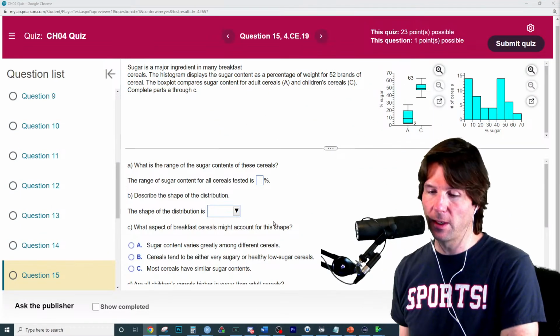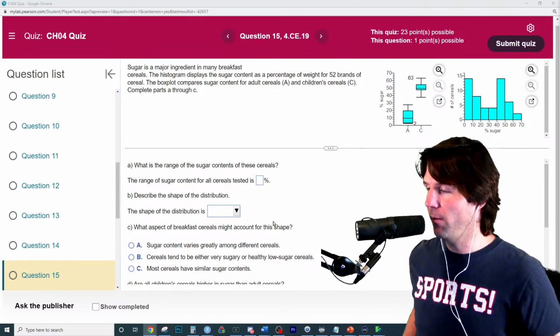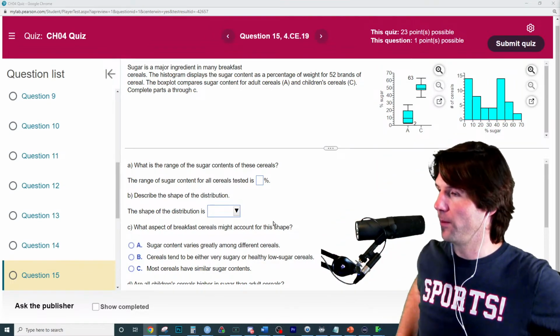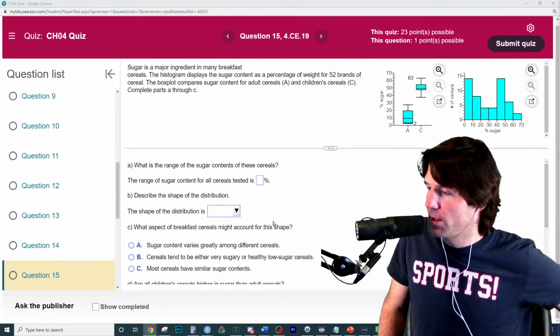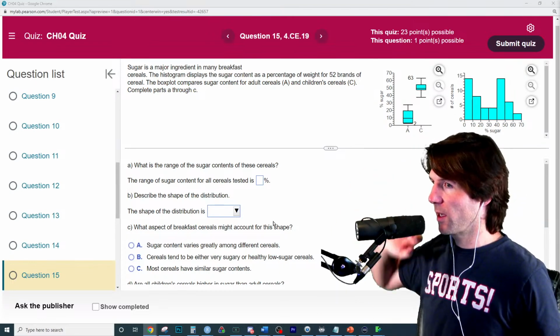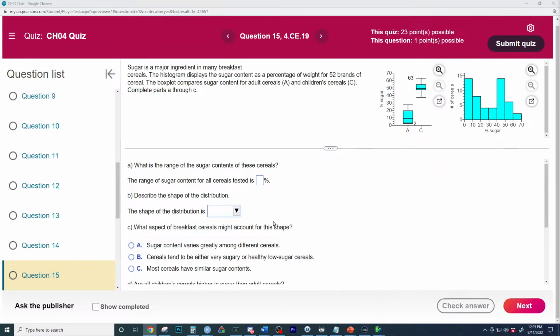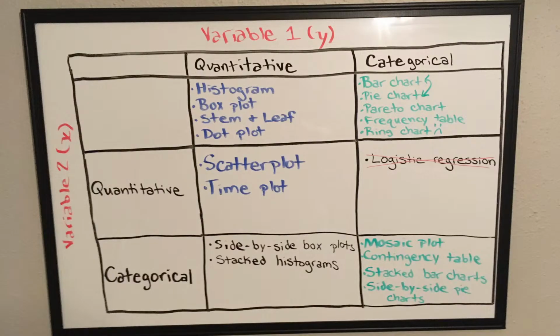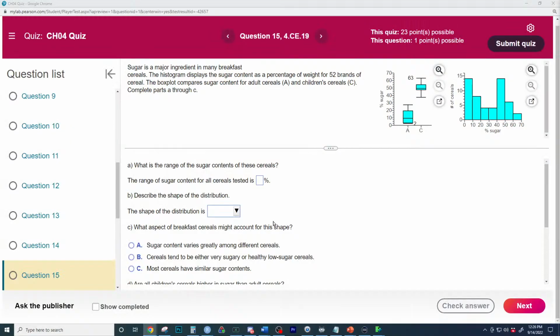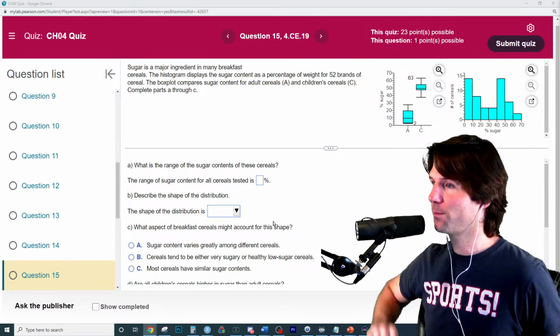Okay, sugar is a major ingredient in breakfast cereals. And take a look at what we have up here. What is that graphic called? Someone's got to say it before we solve the question. You have to know what that graphic is. That graphic right there is called a what? Hints on the screen right here.